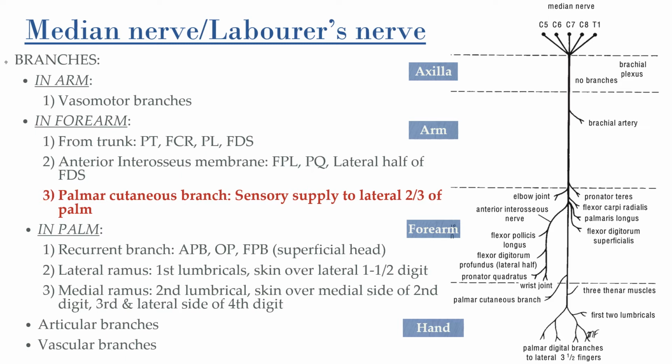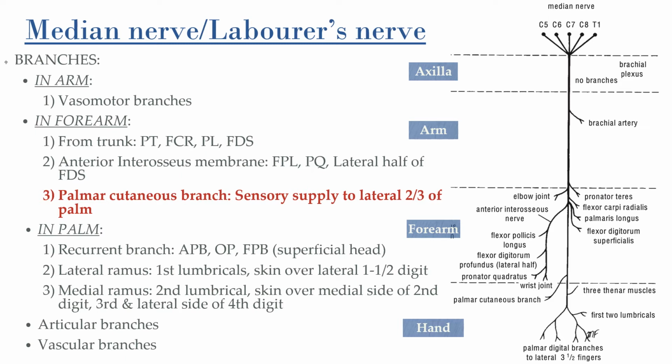Median nerve in the arm does not give any motor branch. However, it gives vasomotor branch to the brachial artery and its branches. In the forearm, median nerve provides motor nerve supply to all the muscles of the flexor compartment except flexor carpi ulnaris and medial half of flexor digitorum profundus. Along with these motor branches, median nerve in the forearm also gives a sensory branch, which is palmar cutaneous branch, which provides sensory fibers to the lateral 2.5 part of the palm.